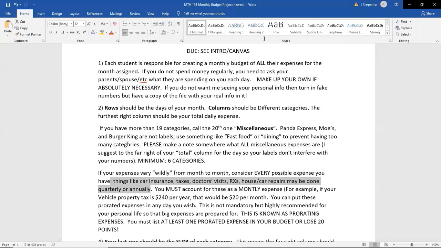So for myself, if I were the student doing this monthly budget, and I have my own monthly budgets and this is exactly how I do it, I would not say that I paid $360 in January. I would say I paid $60 in January. And then in my February budget, I would have that $60 allocated. In March, I would have that $60 allocated, and I would have, quote, prorated car insurance.